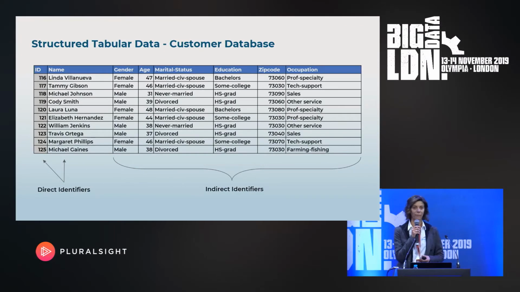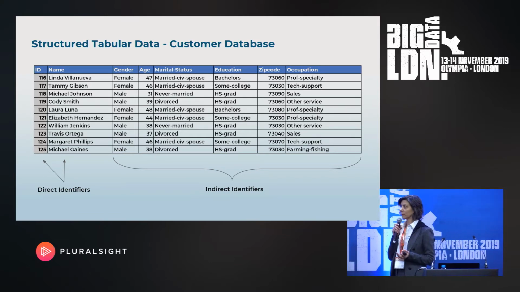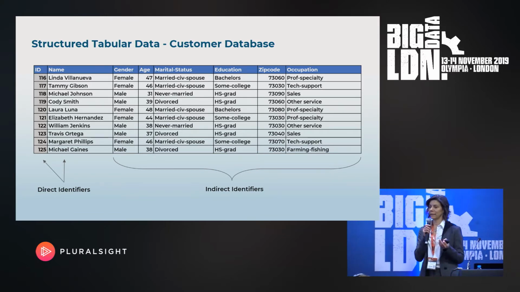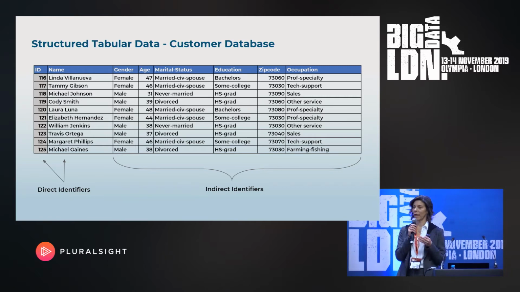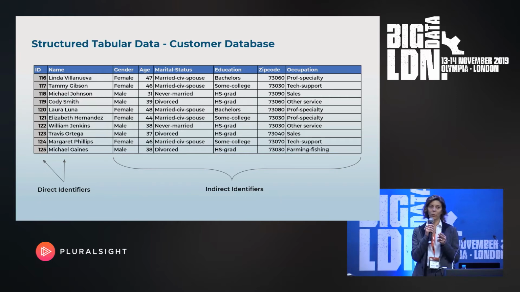Let's discuss the various types of data that businesses have. In this example, this is their typical structured database of customers. We have different types of fields here: ID, name, as well as gender, age, marital status, education, zip code, and occupation. Now, there's a couple of very important terms on this slide: direct identifiers and indirect identifiers. So direct identifiers are fields that are unique to an individual, so ID and name in this case. Those other fields are called indirect identifiers.